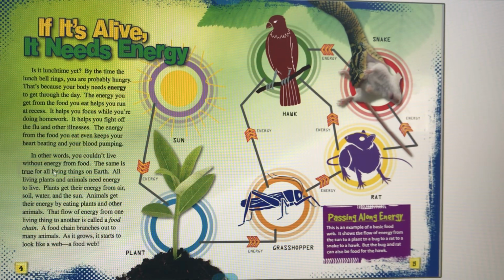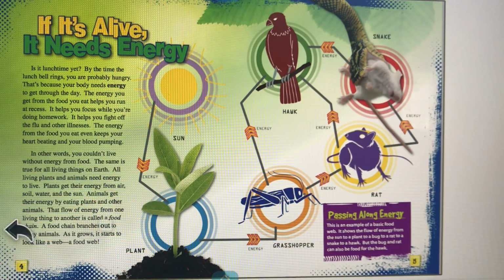The same is true for all animals living on Earth. All living plants and animals need energy to live. Plants get their energy from air, soil, water, and the sun. Animals get their energy by eating plants and other animals, because some animals only eat plants, some animals eat plants and animals. That flow of energy from one living thing to another is called a food chain. A food chain branches out to many animals. As it grows, it starts to look like a web, a food web. So the words food chain and food web are used interchangeably.